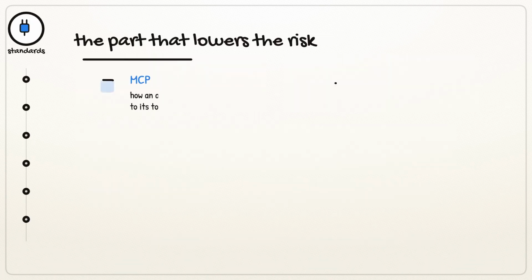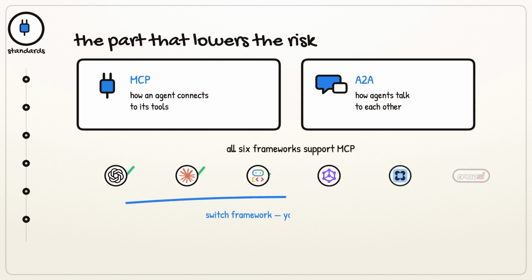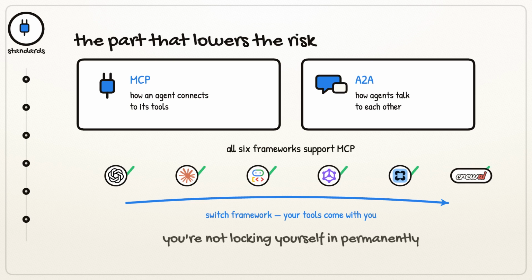What makes this decision lower risk? Here is the reassuring part. 2 open standards now exist. MCP defines how agents connect to tools, and A2A defines how agents communicate with each other. All 6 of these frameworks support MCP. That means the tools you build are portable. If you switch frameworks later, your tools come with you.